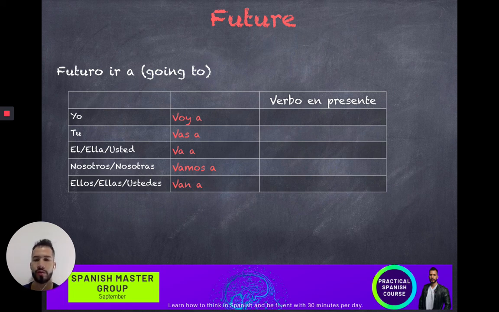Tomorrow we're going to see the irregular verbs, how to recognize them, and see all the patterns that you can try to apply or figure out when you encounter an irregular verb.